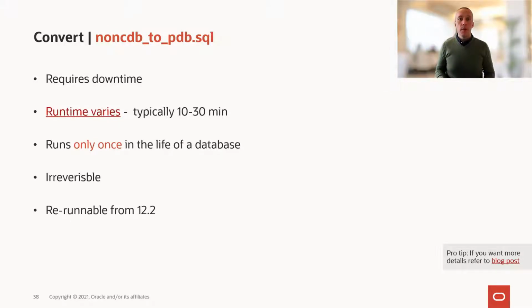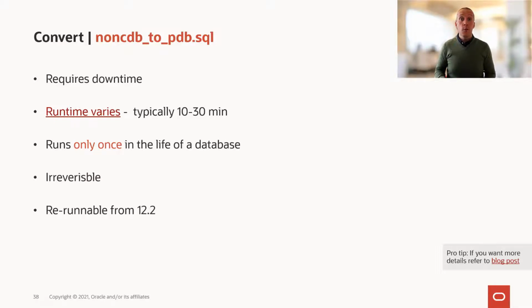So let me sum up. Migrating to a PDB requires downtime. How much downtime do you need? Well, the answer is, as always, not 42, but it depends. Typically, it takes 10 to 30 minutes, but it really varies a lot. And if you have a database with tens of thousands or hundreds of thousands of objects, you should expect that the runtime is longer than that.